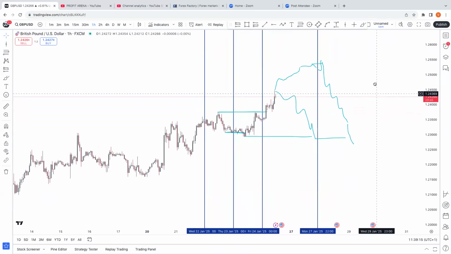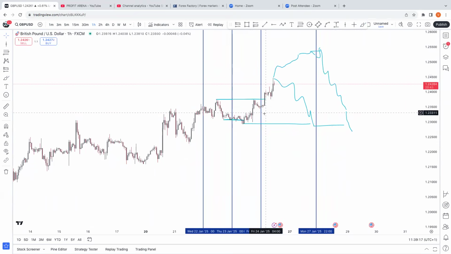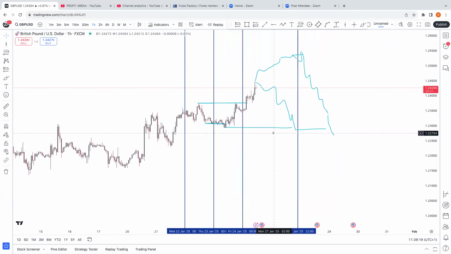So whenever you're taking your trade, you want to consider each of these liquidity zones. And now this is how you trade it. Let me show you how you trade it now.